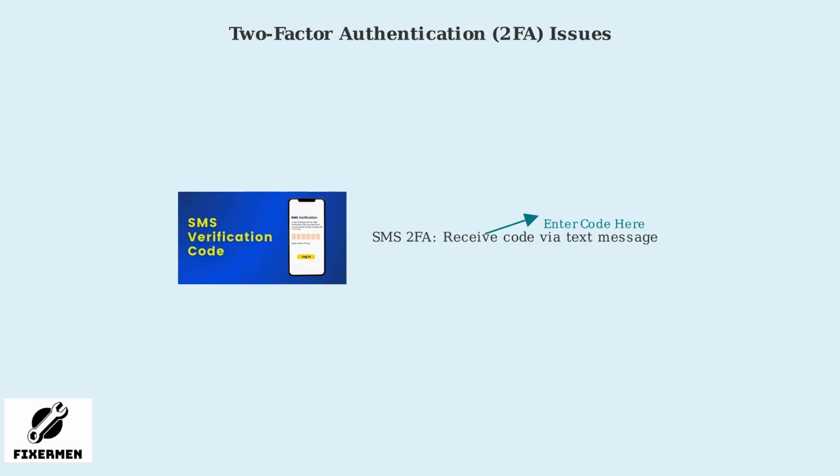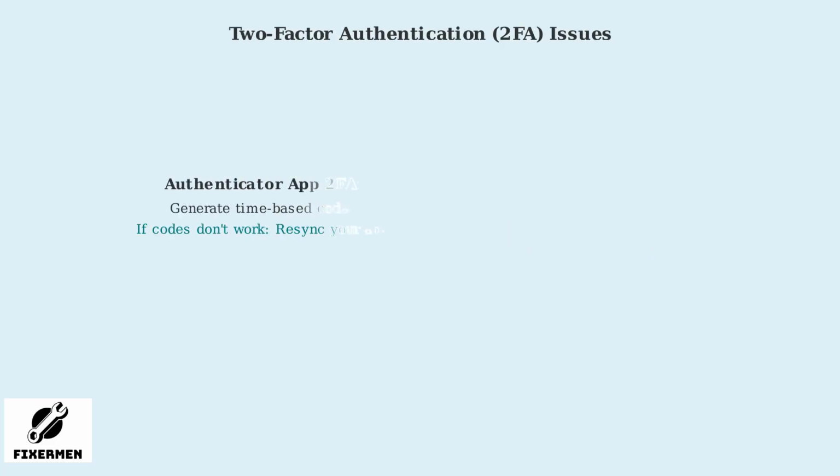If you're using SMS 2FA, make sure to enter the exact code received in the message. Codes are typically valid for only a short time. Another popular method is using an authenticator app, which generates time-based codes that you enter. If the codes from your authenticator app aren't working, it may be out of sync with Robinhood servers.